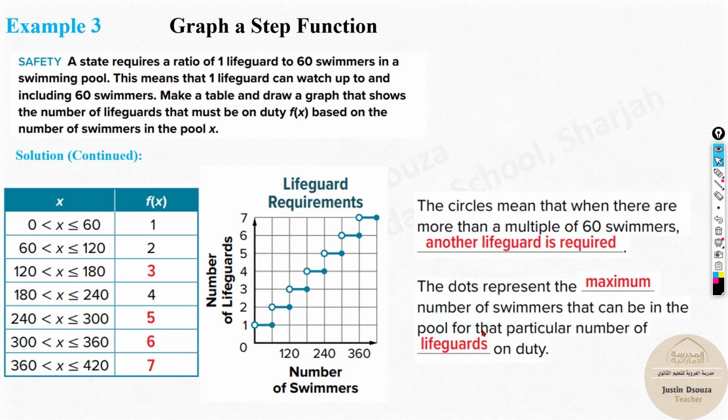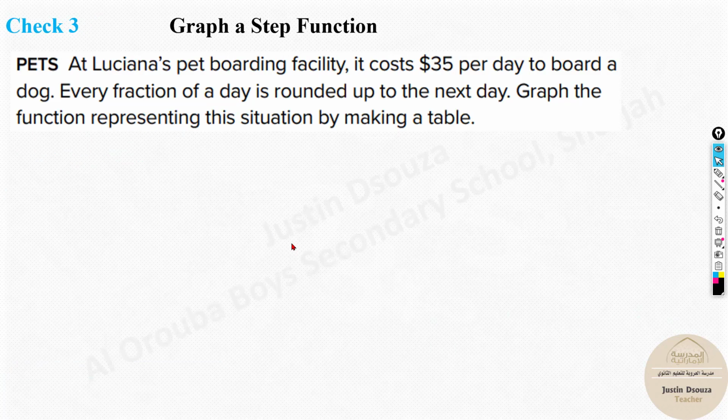So the number of swimmers can be found in the pool, with a particular number of lifeguards on duty. See, how many swimmers are there? That many lifeguards show at the left side. That is how we can solve it.